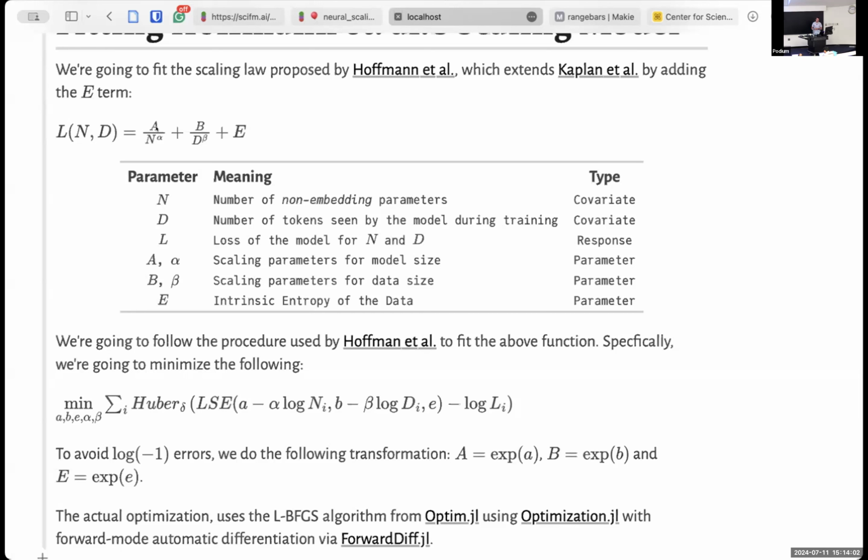LSE is the log sum exponent. So you take each of these three terms right here, A minus alpha, B minus beta, and E. You take the exponent of it, you add all those exponents together, and you take the log again.